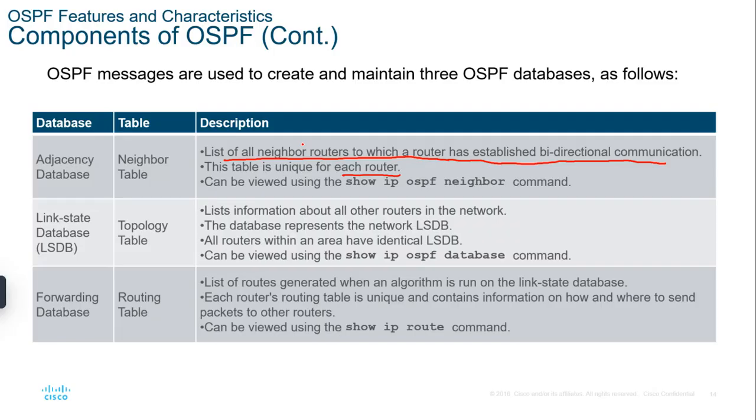Then the routing table is just a list of routes generated when an algorithm is run on the link state database. So each router's routing table is unique and contains information on how and where to send the packet to other routers. It can be viewed using the command, which is this. For the topology table, it's show ip ospf database. For the neighbor table, it is show ip ospf neighbor.